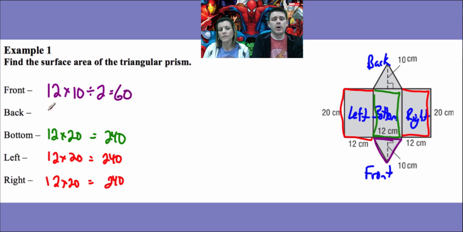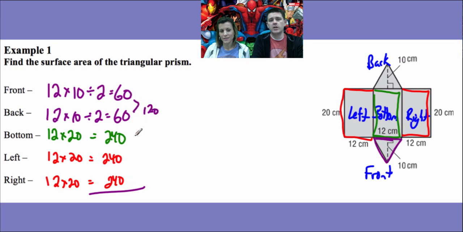The one part we can count on is both triangles in a triangular prism are going to be equal to each other. They're going to be mirror images of each other. So we know that the back is also going to be 60. And then we go ahead and add them together. 60 and 60 is 120. Plus 240 is 360. Plus another 240 gives me 600. Plus another 240 gives me 840. We're dealing with centimeters, so centimeters squared. It's still surface area, so the units are still going to be squared.